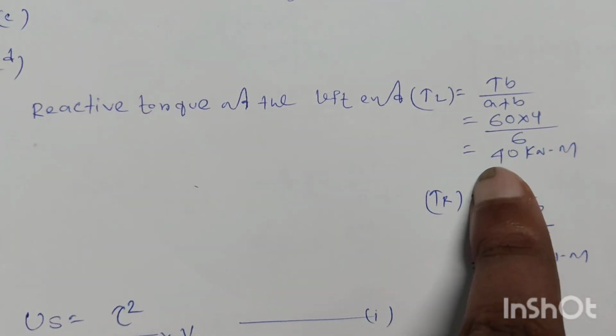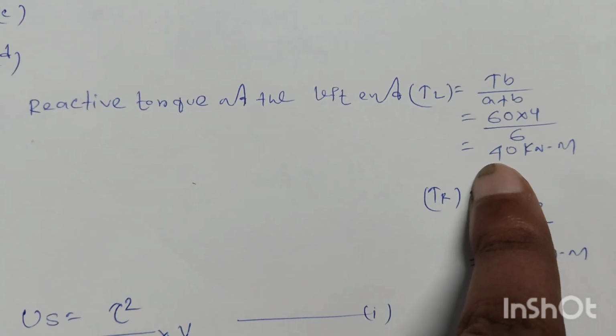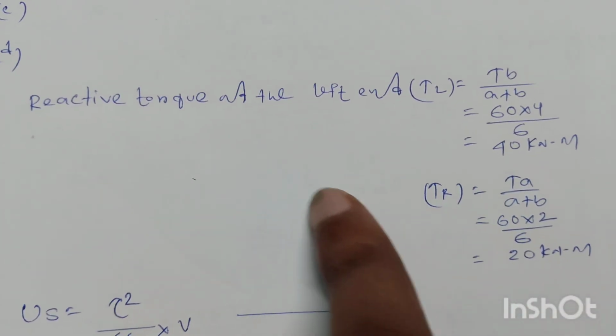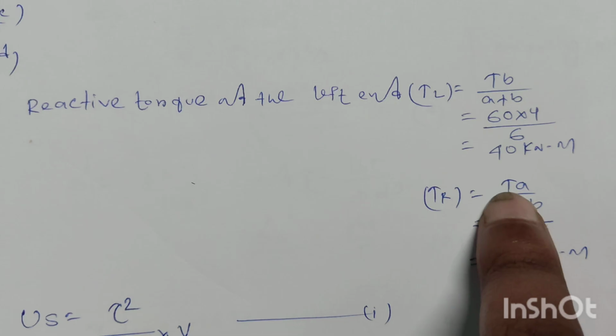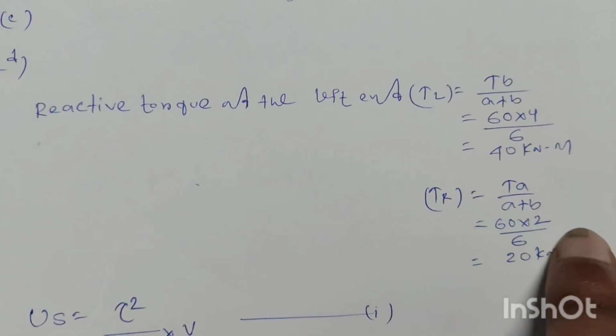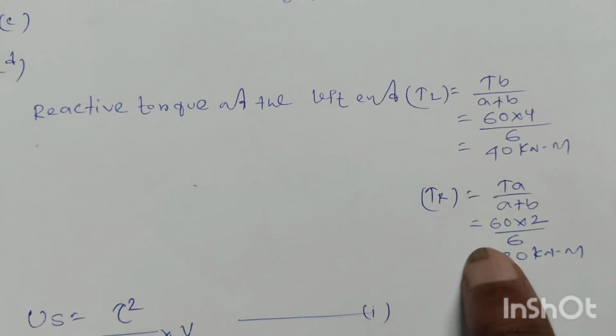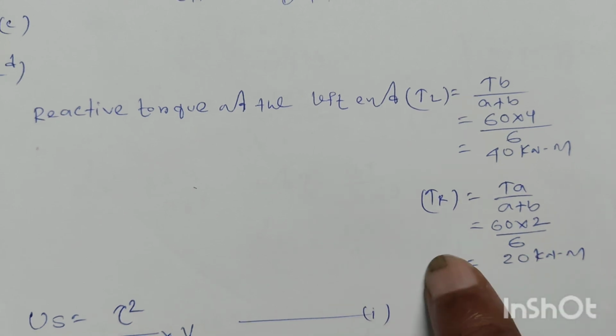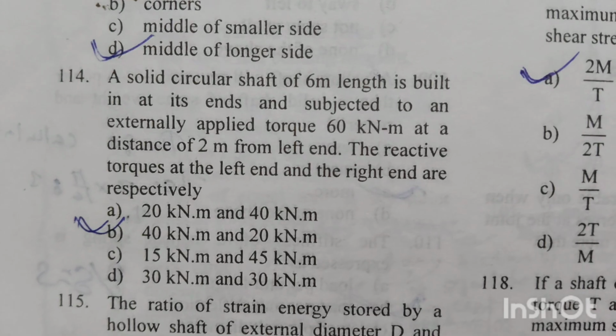So if we calculate TL, the reactive torque at the left end will be 40 kN meter, and the reactive torque at the right end will be TR equal to TA divided by A plus B. That means 60 into 2 divided by 6 equals 20 kN meter. Option B is the right answer.